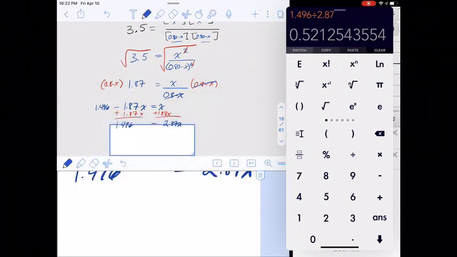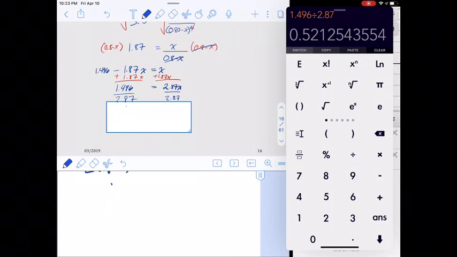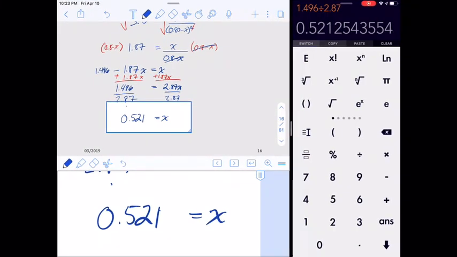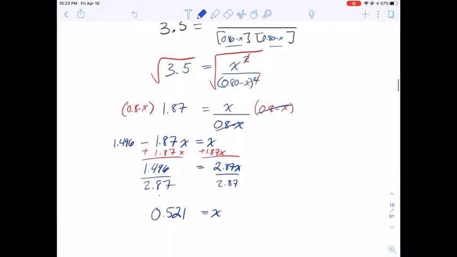So of course, an equation solver, 2.87, and that gives me the final answer, 0.521 equals x. Okay, and that is the value I did get with my Desmos, so I'm happy. I'm going to go now.